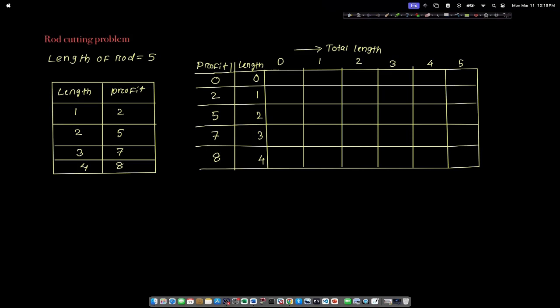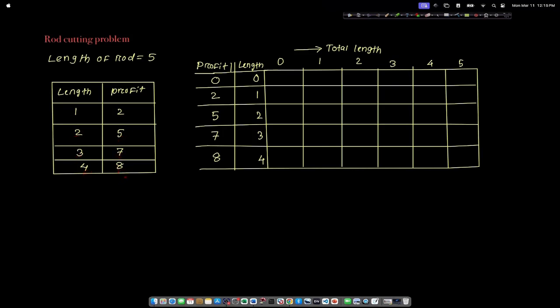It is given that we have a rod of length 5, which could be divided into pieces, and the profit per piece is given in the table. For length 1, as we explained earlier, the profit is 2, for length 2 the profit is 5, for 3 the profit is 7, and for 4 the profit is 8.